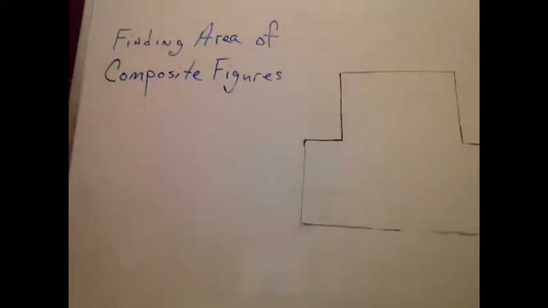This video is about finding the area of composite figures. Composite figures are figures that are made up of more than one shape. By one shape, I mean a square, a rectangle, a circle, or a semicircle. They're made up of multiple figures.